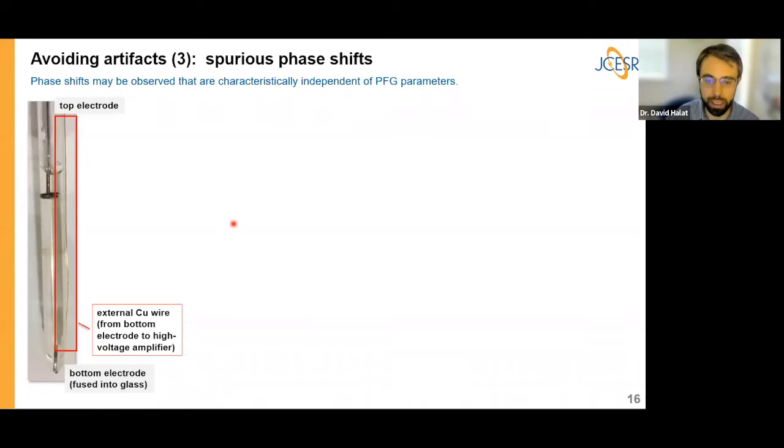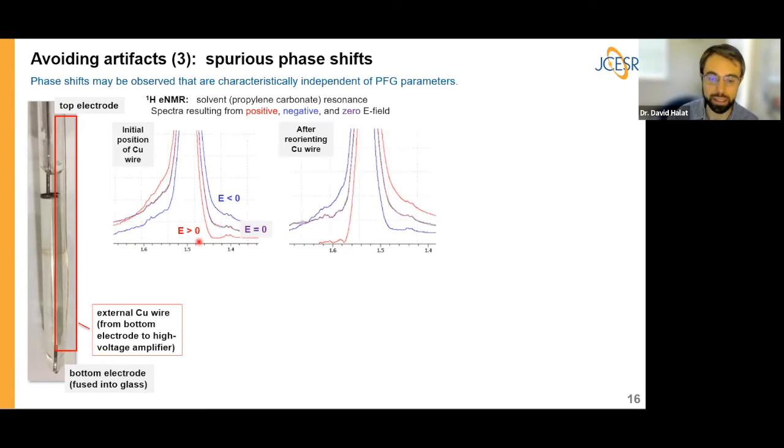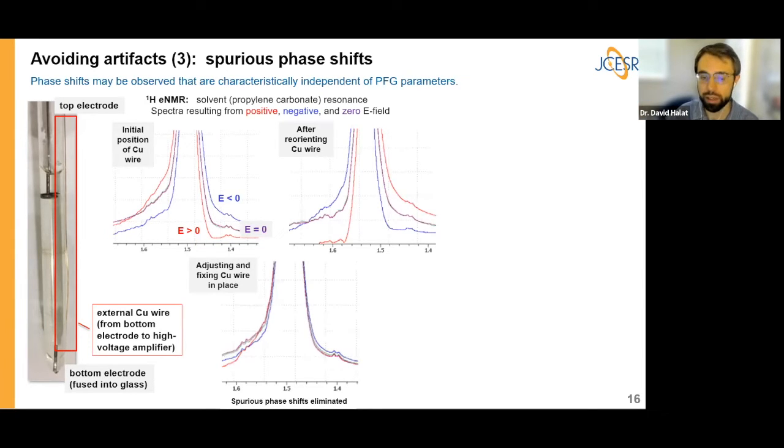So in particular, because the motion in some sense depends on the position of the wire, by adjusting the wire, we can in fact change the sign of the apparent phase shift. So that's shown in these example proton eNMR spectra of a carbonate solvent, in which the phase shift initially appeared to be one direction, but then by reorienting the wire, the phase shift changes sign. One way to minimize this issue is by fixing the wire in place so it can't move.